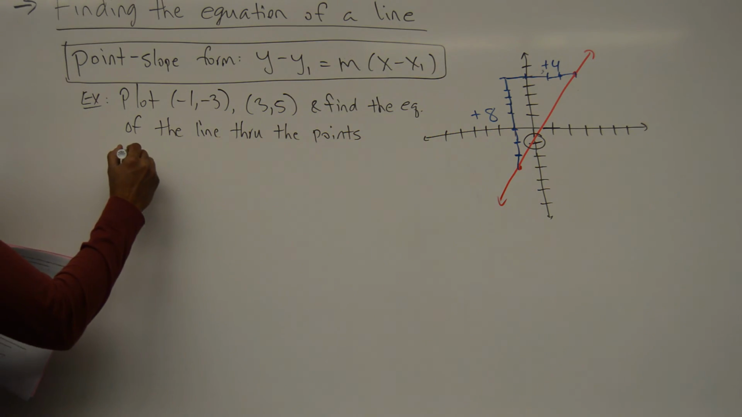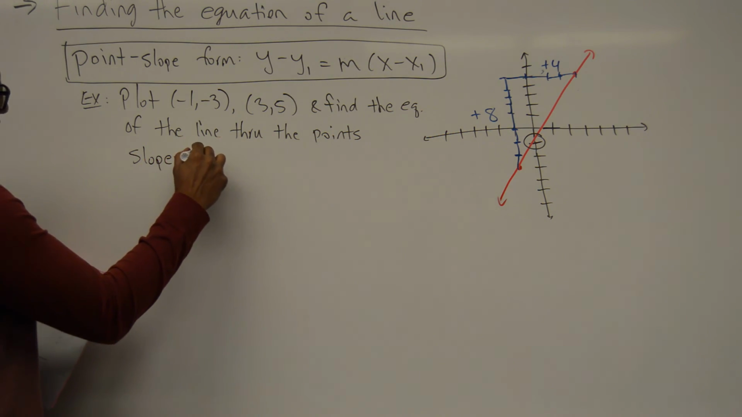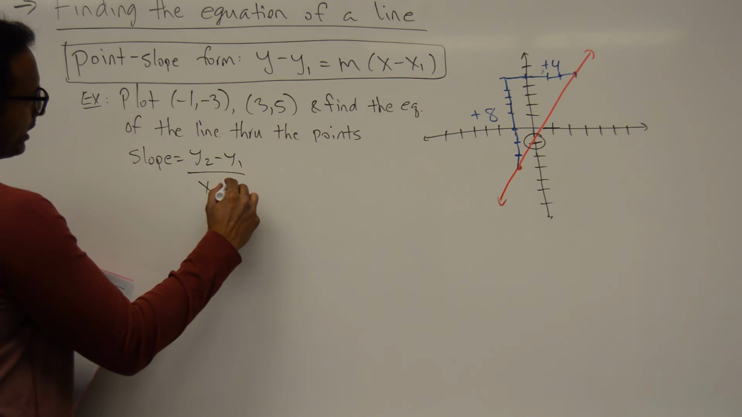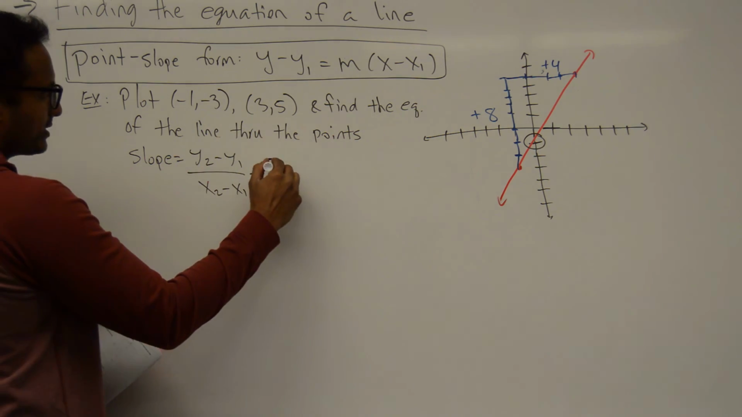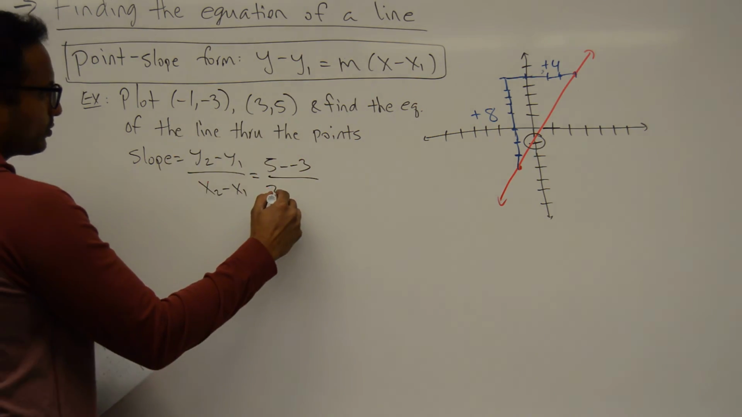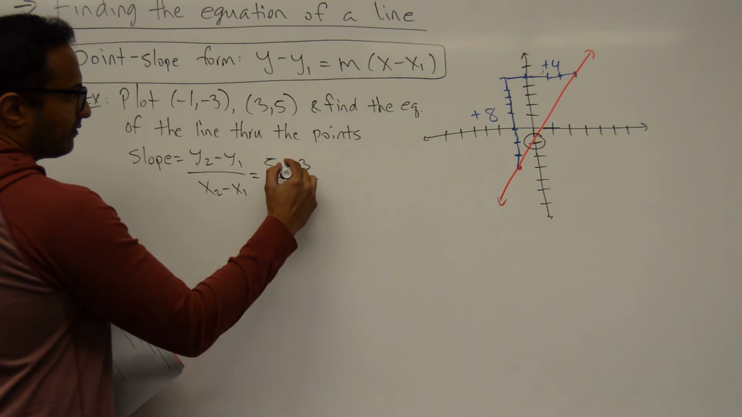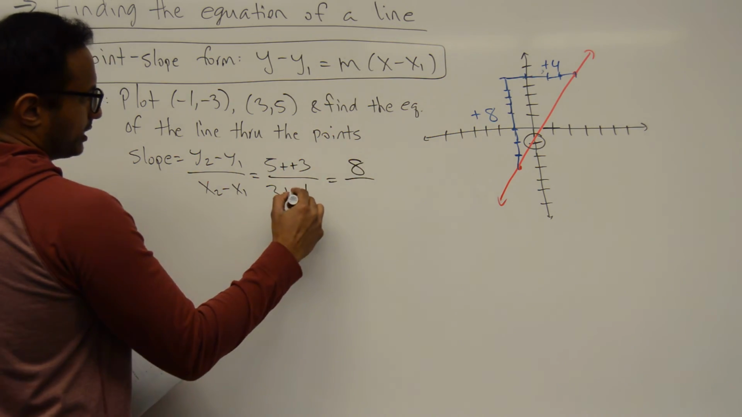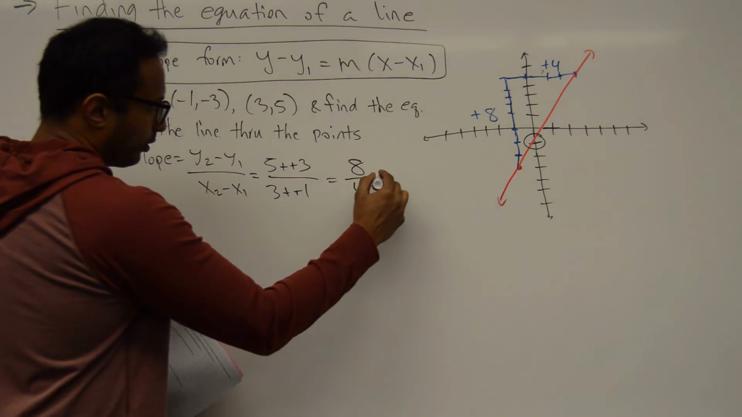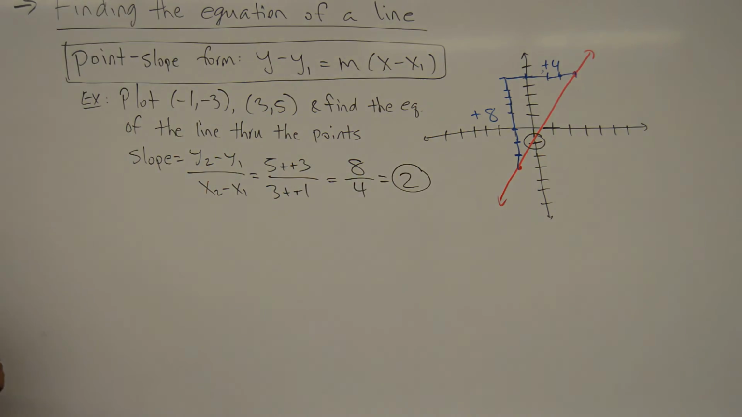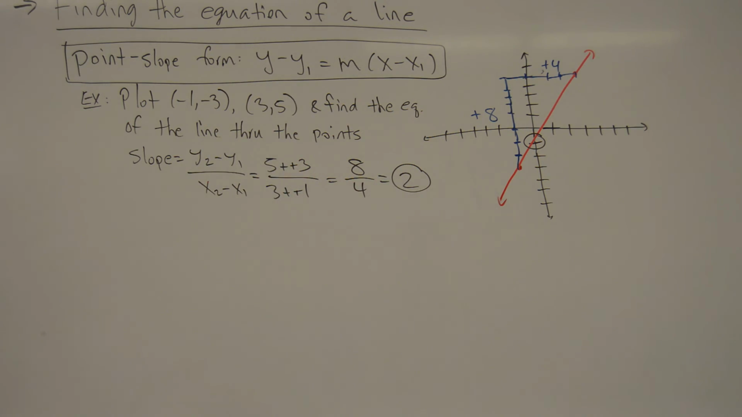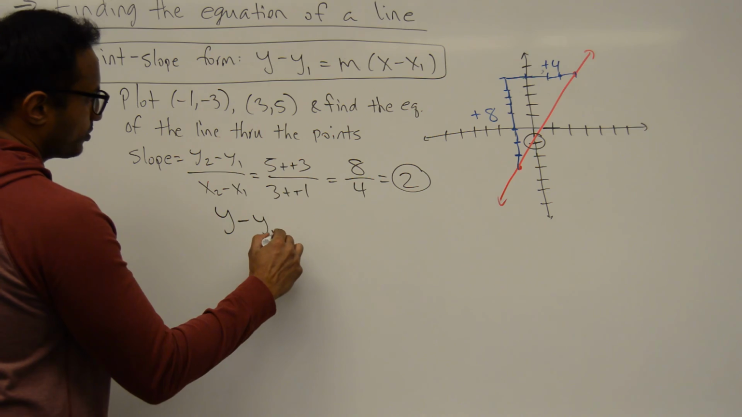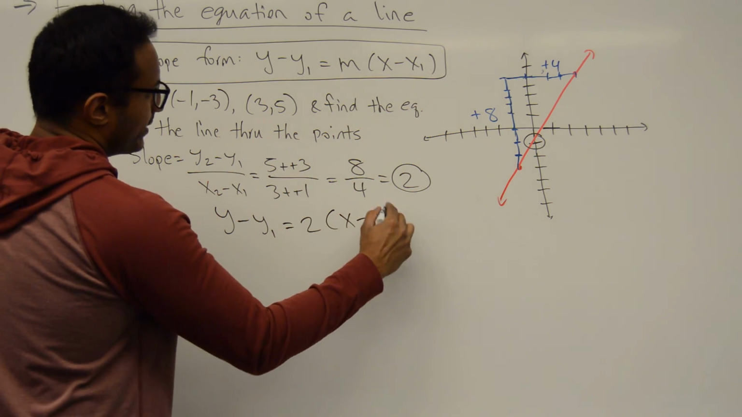In an actual problem, you would use the equation of slope, which is y2 minus y1 divided by x2 minus x1. Okay, so y2 minus y1, that's 5 minus -3, divided by x2 minus x1, that's 3 minus -1. 5 minus -3, that's 5 plus 3, which is 8. 3 minus -1, that's 3 plus 1, which is 4. 8 divided by 4 is 2. So my slope is 2. What do I do with that? Once I know what my slope is, I'm going to plug it into the point-slope form. So that's going to be y minus y1 equals 2 times x minus x1.